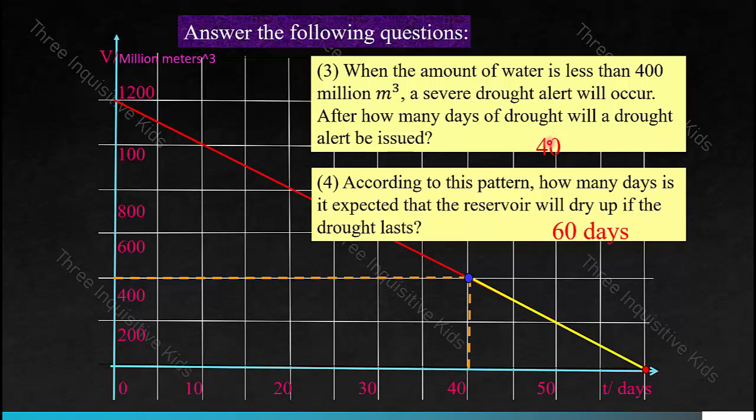The answer to number 4 is 60 days, because if it continues according to the same pattern, it would take 60 days in order for V to equal 0, in order for the amount of water in the reservoir to be equal to 0 million meters cubed.